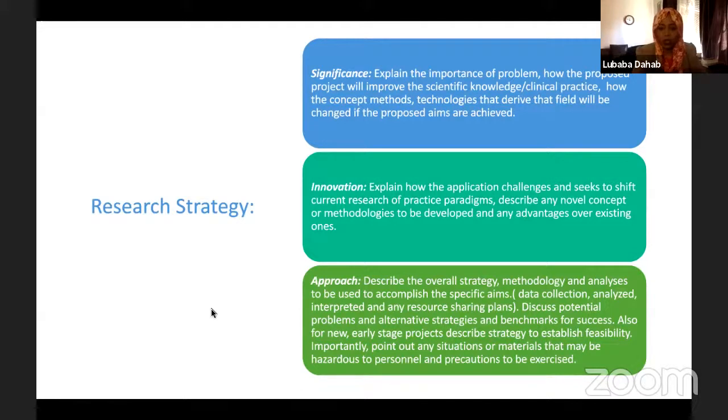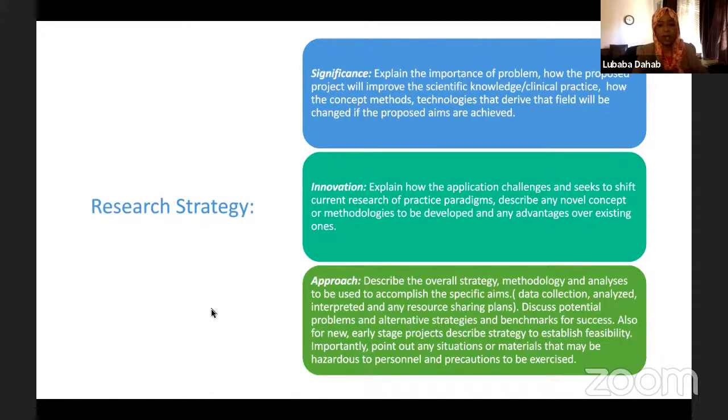You're going to discuss also the potential problems that you foresee when doing this, and what alternatives you have if you encounter those problems. Also, importantly, you have to point out every situation or material that should be expected to be hazardous to the personnel, and what precautions are to be taken to avoid those. So all of this needs to be detailed, but yet smartly presented in writing the strategy. For the approach, actually, there are two sections.